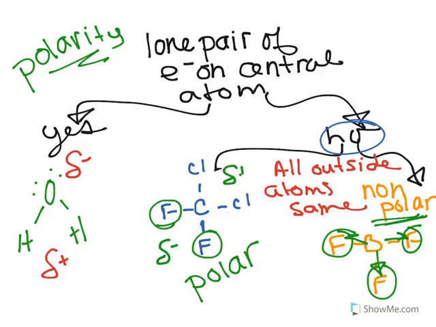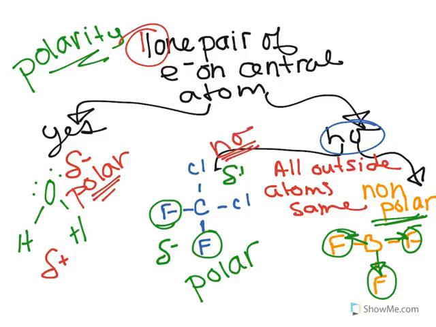So if you have to figure out whether a molecule is polar or non-polar, you want to be sure to ask yourself 2 questions. First, is there a lone pair of electrons on the central atom? And if there is, you know that it's polar for the most part. This works about 90% of the time. And if there are no lone pairs on the central atom, then you look at whether the outside atoms are the same. If the outside atoms are not the same, then you have a polar molecule. And if the outside atoms are the same element, then you have a non-polar molecule.